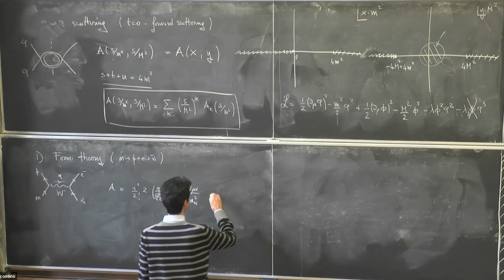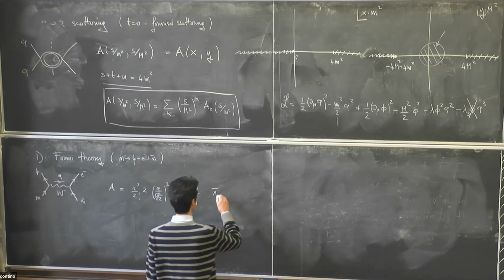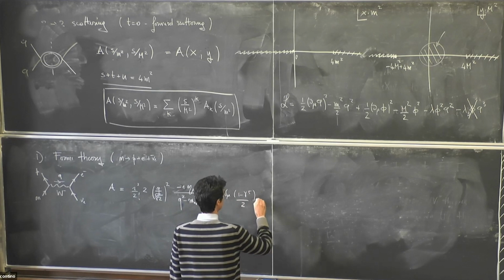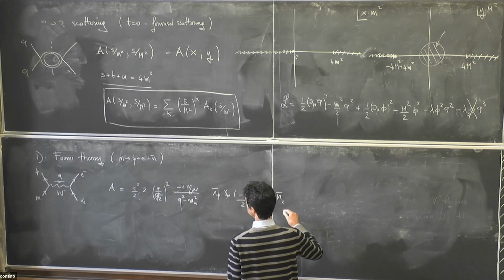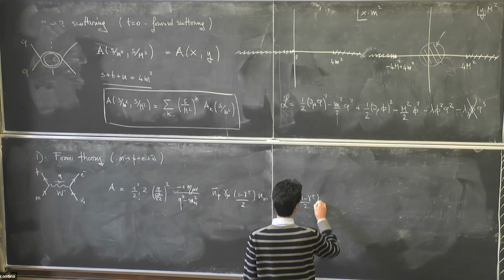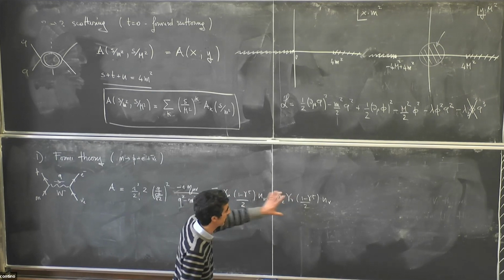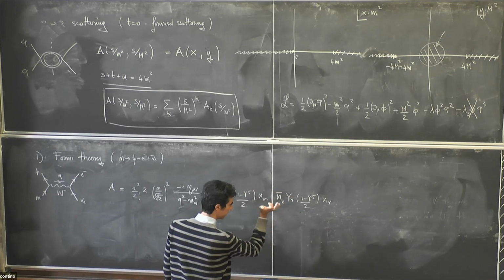And then there will be the currents. So here is the u bar for the proton, and there will be gamma mu (1 minus gamma 5) divided by 2, u of the neutron, u bar of the electron, gamma mu (1 minus gamma 5) divided by 2, u for the neutrino. Here there are also terms proportional to q mu, but once you act with these terms on the conserved currents, they give you very small corrections, so throw them out. Keep on with this.